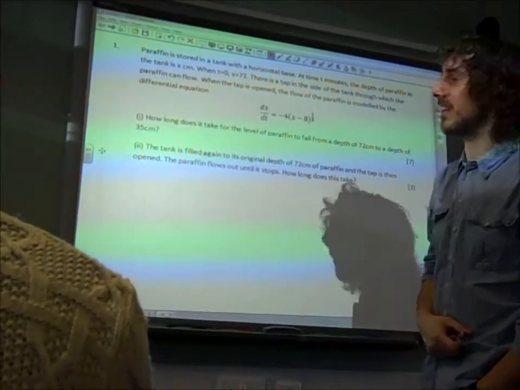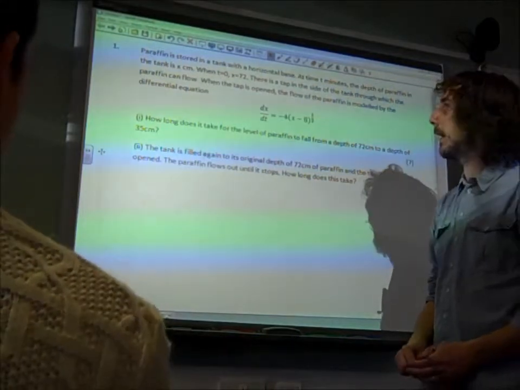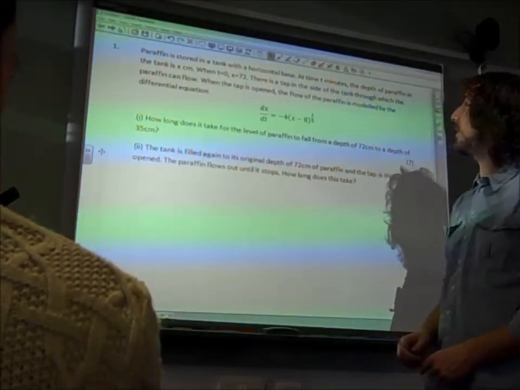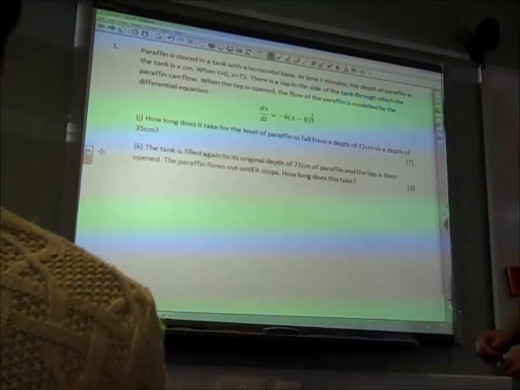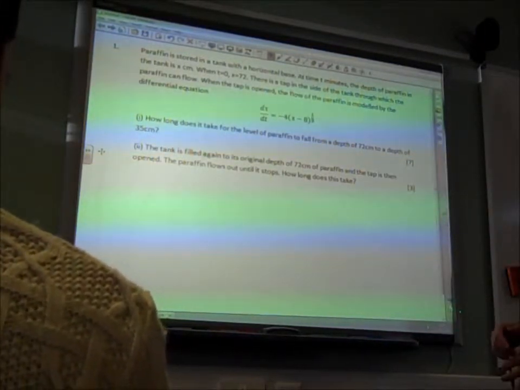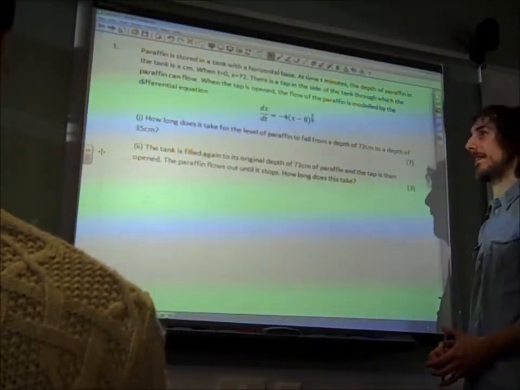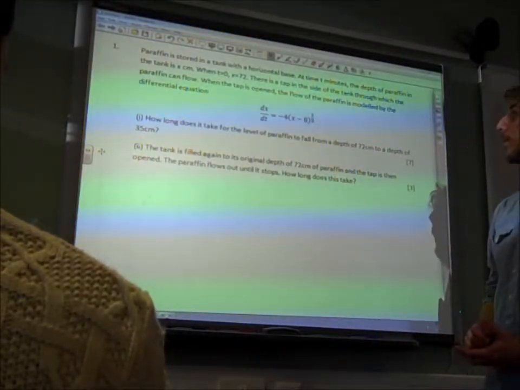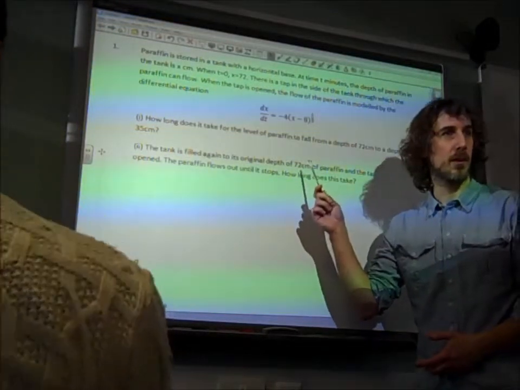So this week's homework is about paraffin. Paraffin is stored in a tank with a horizontal base. At time t minutes, the depth of paraffin in the tank is x centimetres. When t is 0, x is 72. There's a tap in the side of the tank through which the paraffin can flow. When the tap is opened, the flow of the paraffin is modelled by the differential equation thus.